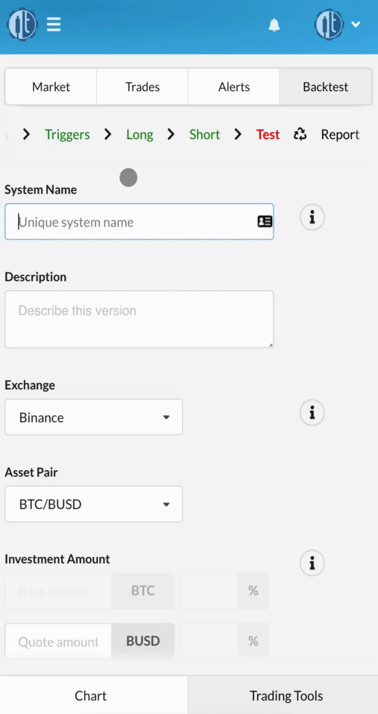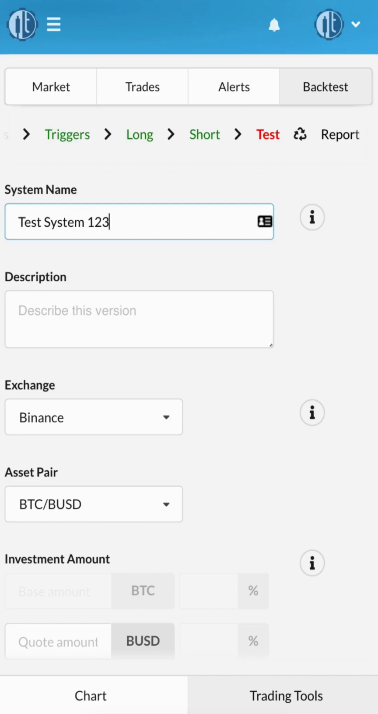In this video we'll be exploring the testing section where you can specify the parameters around how you'd like to run the backtest. Let's start by creating a unique name. Try to name your system appropriately and without giving too much away, as you may end up listing this on the marketplace for others to use.